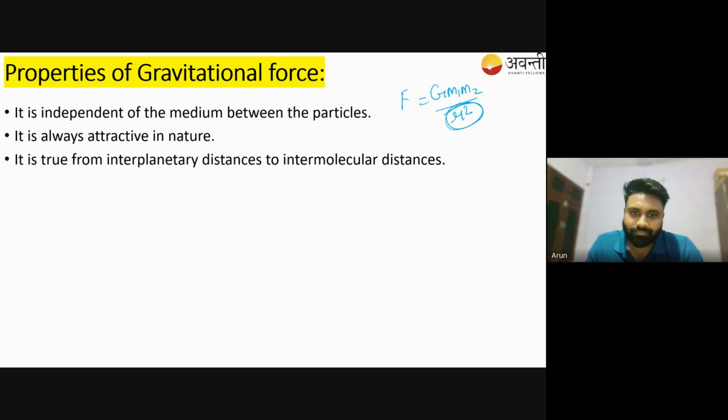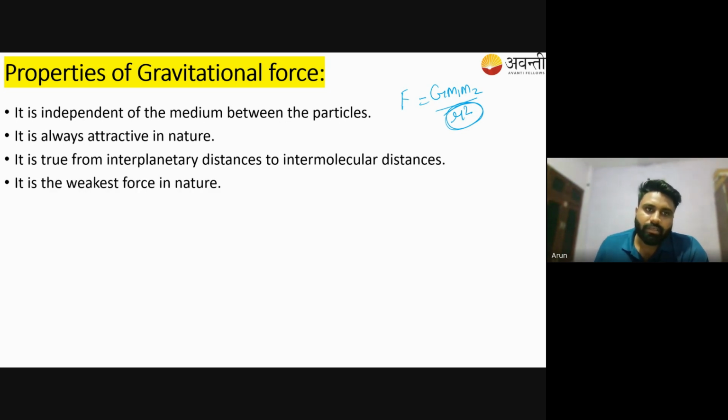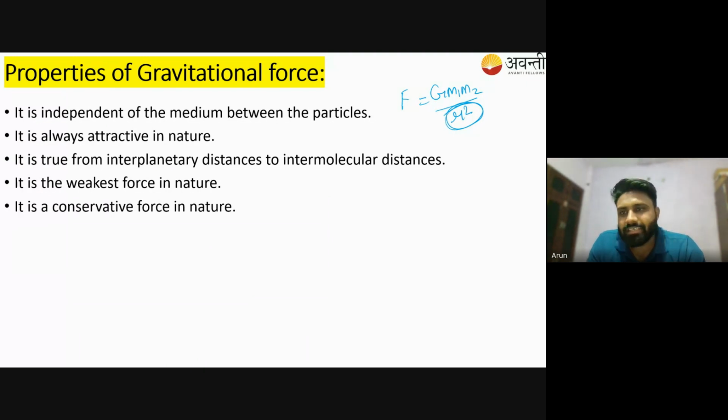Now, next point, it is the weakest force in nature. Try to remember it, it is the weakest force that we have found in nature. But in one application I will show you that it behaves as the strongest force. I will discuss it after the completion of this property. So it is the weakest force in nature. The next point is it is a conservative force in nature.